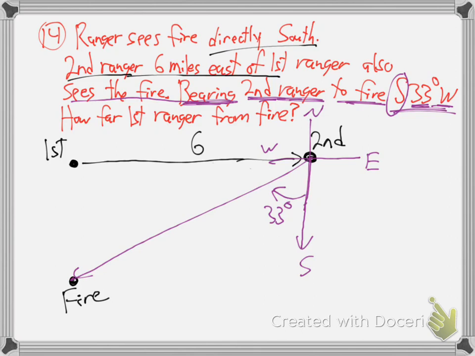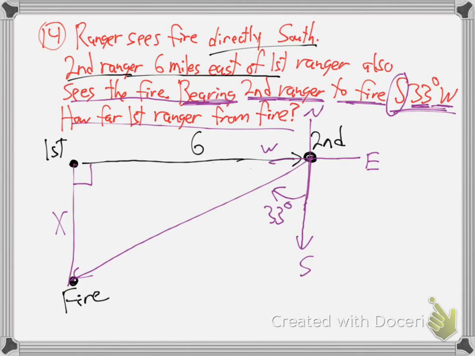Good? That's our picture. And what do they want me to find? How far the first ranger is from the fire, which is over here, call it X. They want me to find that, don't they? So it's a right triangle. How do you know? Because that's straight south and that was straight east, they told us. So that is a right triangle, which is great because we need a right triangle to use our SOHCAHTOA stuff. So I bet you can all get it from there quite easy, right?